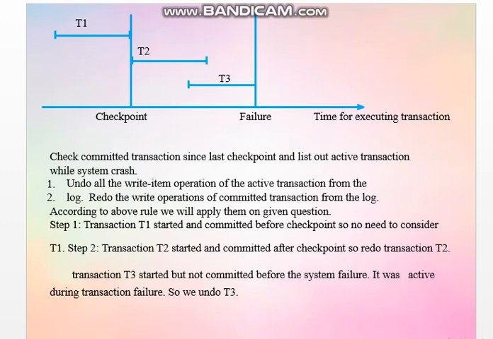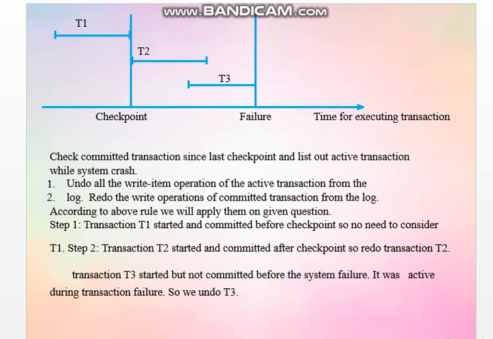Now check the committed transactions since the last checkpoint and list out the active transactions at the time the system crashed. We know that every transaction is either a committed transaction or an uncommitted transaction. So we need to identify the active transactions, which have not executed the commit operation. Then undo all the write operations of the active transactions. First we need to identify the list of active transactions.